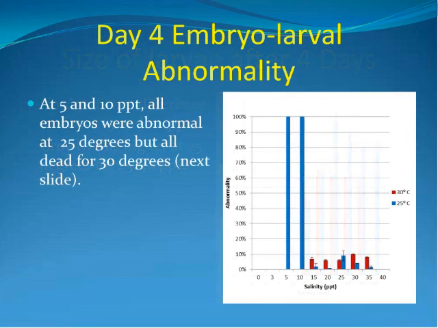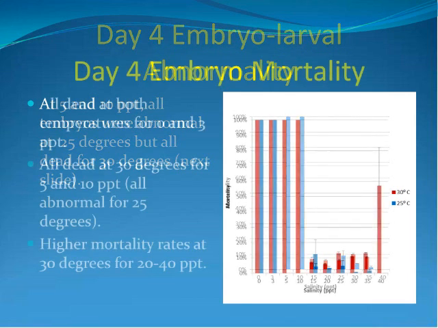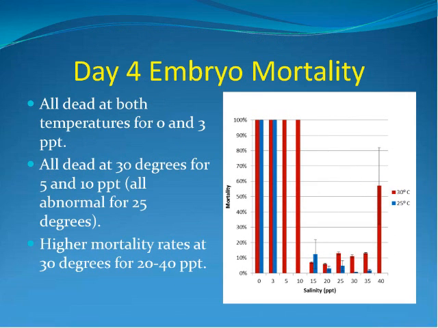When exposed at the embryo stage, similar abnormality rates, at 0 and 3 parts per thousand, everything is dead. You couldn't really find anything. 5 and 10 parts per thousand, high abnormalities. Anywhere from 15 to 35 is low abnormalities, in other words, favorable salinities. No larvae at 40 parts per thousand because everything is dead. Same story, 30 degrees centigrade is stressful, salinity between 15 to 35 are okay, below 10 parts per thousand, not so great.